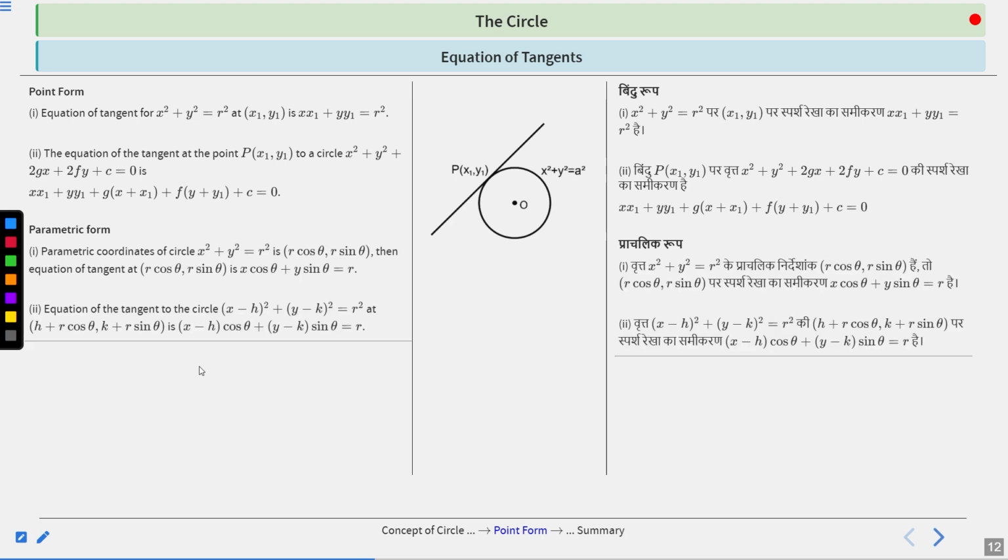Now, let us see the equation of tangent in parametric form. Parametric coordinates of circle x square plus y square is equal to r square is (r cos theta, r sin theta). Then the equation of tangent at (r cos theta, r sin theta) is x cos theta plus y sin theta is equal to r, right? Now, equation of tangent to the circle (x minus h) whole square plus (y minus k) whole square is equal to r square at (h plus r cos theta, k plus r sin theta) is (x minus h) cos theta plus (y minus k) sin theta is equal to r. Got it?